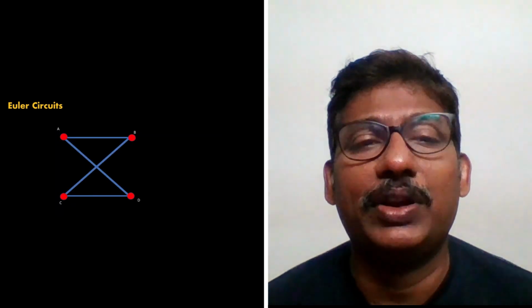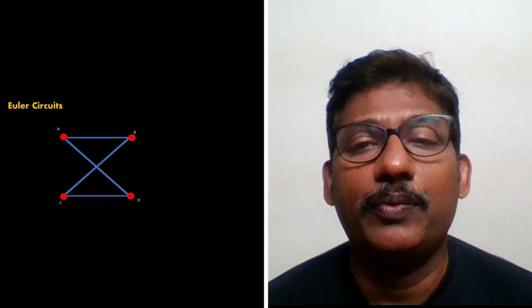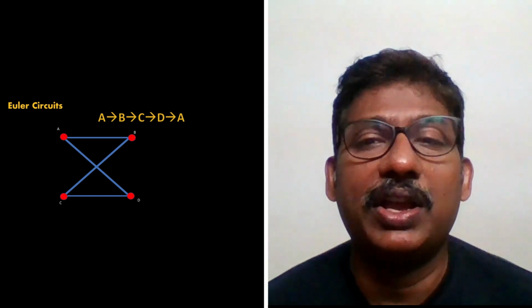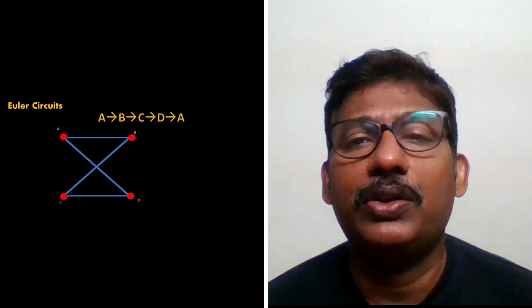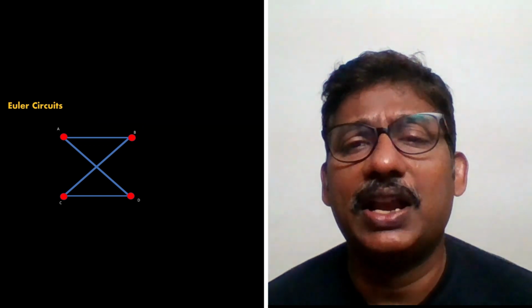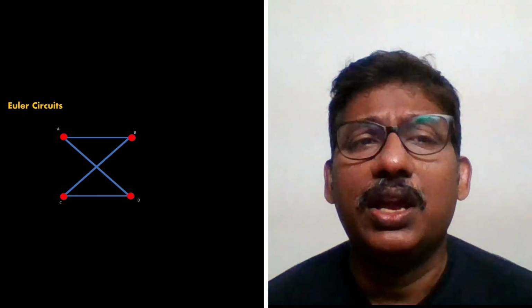See here, the example is taken with A, B, C, D. A to B we can move, B to C we can move, C to D we can move and D to A we can move. So A to B, B to C, C to D, D to A. So the starting vertex is A and the ending vertex is again A. So it comes under the Euler circuit.